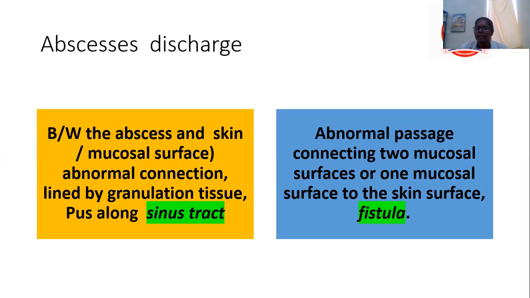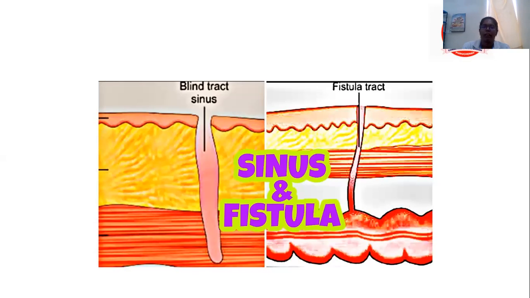The difference between the sinus tract and the fistula is that a sinus tract usually has a blunt end, and a fistula is open on both ends. If you see the picture, you will understand this better. The first picture is the sinus. On one end it communicates to the skin surface, and the other end is blunt. That is the sinus. And the fistula here has both ends open. Here it is a mucous membrane to the skin. So this is the fistula, right?